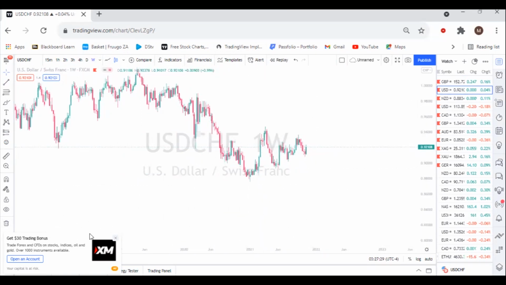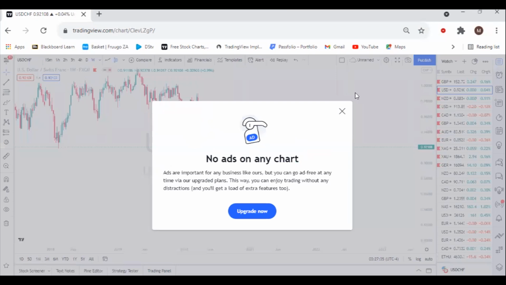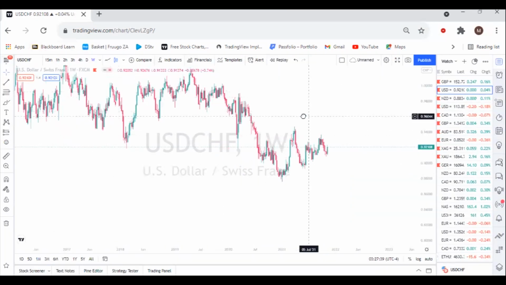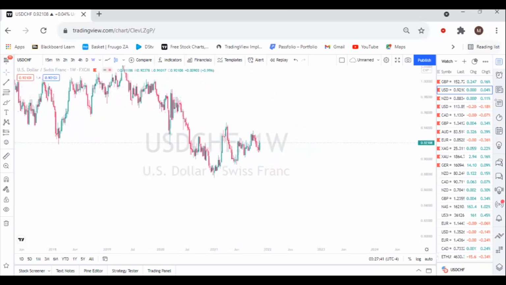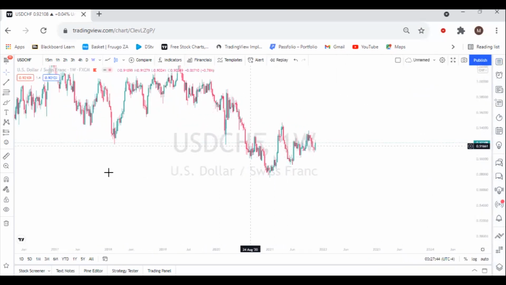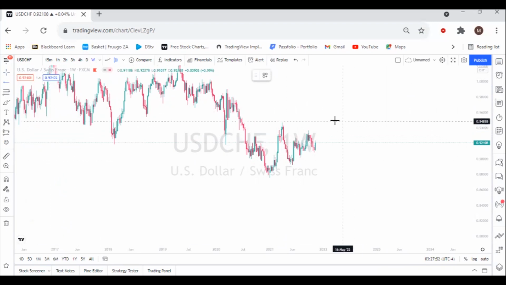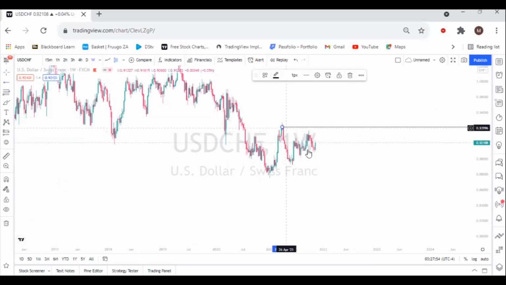pairs we went through last week, so I still have my setups and stuff. So focusing on the current market, let me just mix up my screen. Same thing, we spot our zones using the horizontal ray, so the highest high and the lowest low.